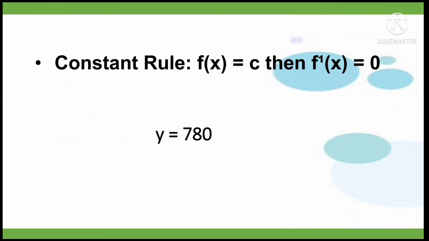So this would be the given here, where y is equal to 780. If we were going to find the derivative of this given and apply the constant rule, the derivative would be equal to 0, since c is equal to 780, where any constant in the constant rule, when finding the derivative, would be equal to 0.